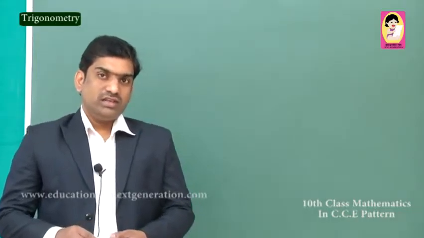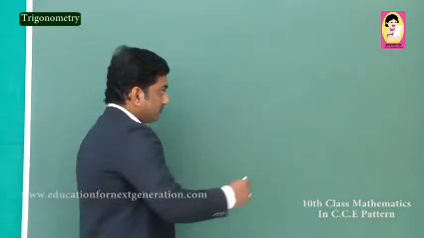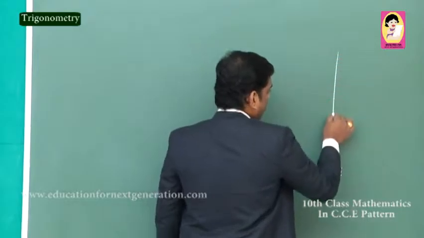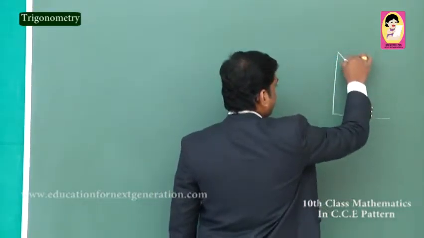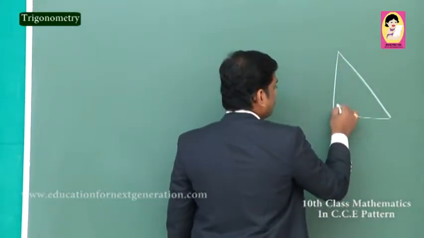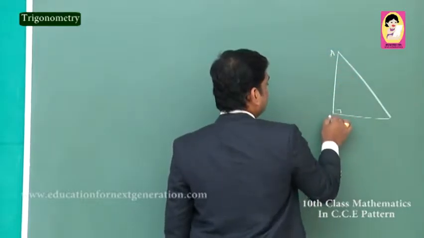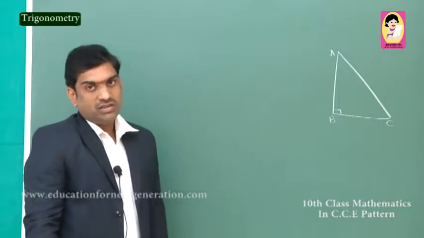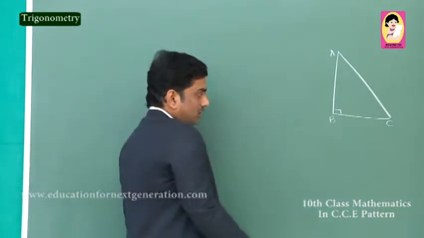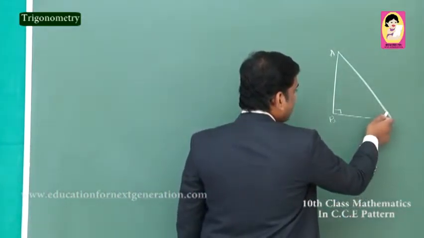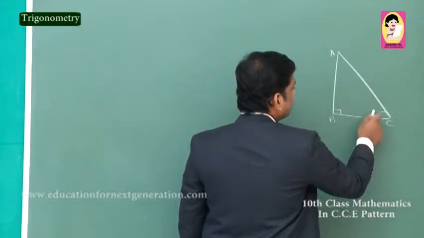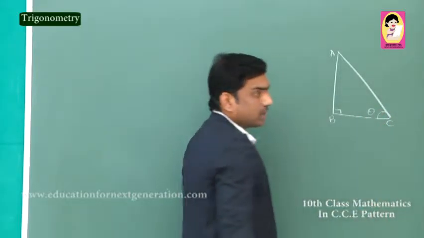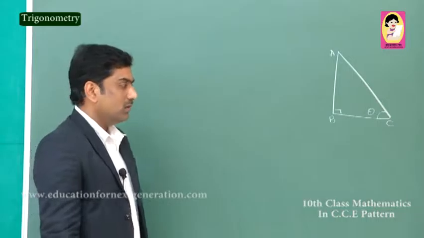Now again, if we consider that right angle triangle, take a right angle triangle. Suppose ABC is a right angle triangle, right angle at B. Suppose C is the angle. Here I am taking the angle as some theta, Greek alphabet theta.